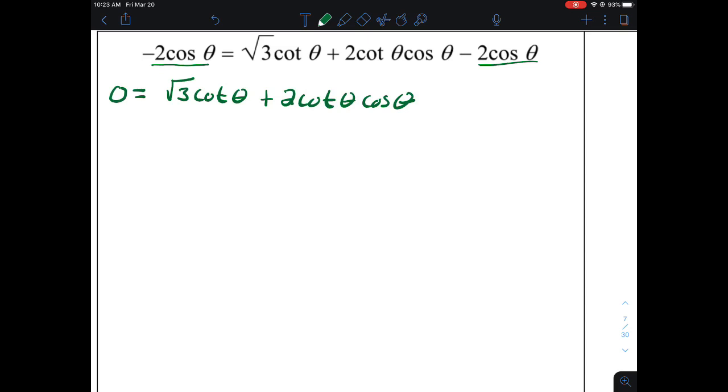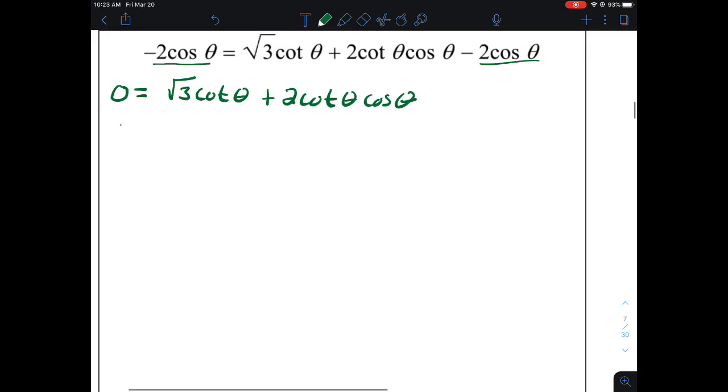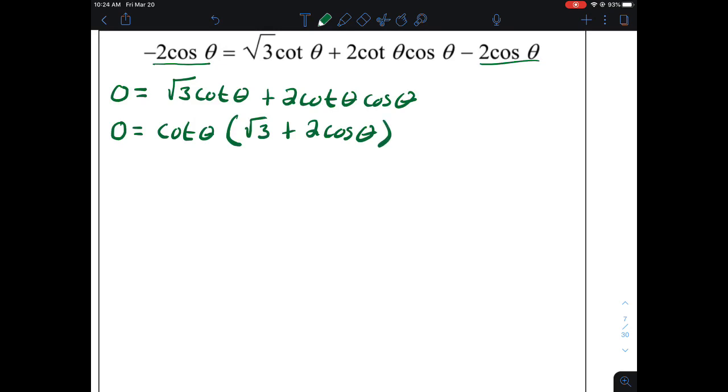Now, I look at this problem, and I'm going to take out the GCF here, which would be cotangent of theta. Now, cotangent of theta times the square root of 3 plus 2 cosine of theta is my right-hand side. And I solve from here. So I have cotangent of theta equaling 0. And the other factor, when it's 0, would be when cosine of theta equals the negative square root of 3 over 2.